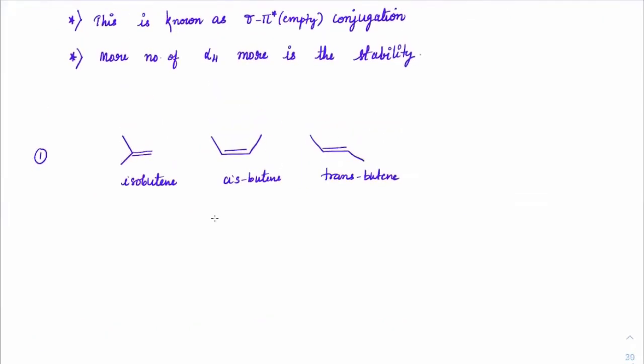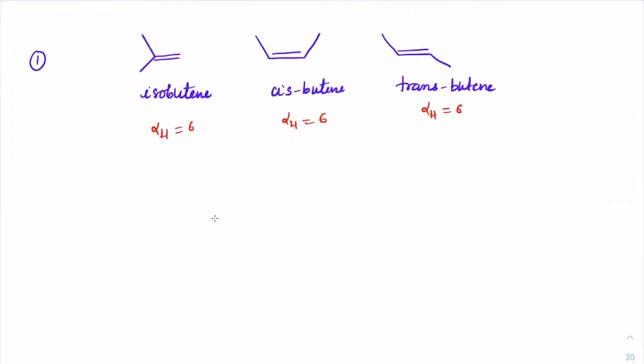Now let us see this. Suppose I am considering the case where all the alpha hydrogens are the same. Just count the number of alpha hydrogens in this case. Alpha hydrogens are 6 here, 6 here, and 6 here. Right. So in this, we can say that between cis and trans, trans is more stable. But when it comes to isobutene, how do we compare?